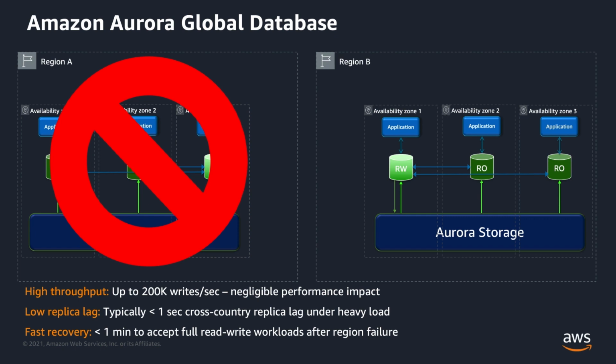In this case, of course, we are able to achieve a very high throughput of up to 200,000 writes per second with negligible performance impact. Also, since this is physical storage-based asynchronous replication, we still see a lag, but this is significantly low, typically less than a second cross-country under heavy load. And in the rare event of a regional failure, we are able to promote a secondary region to a primary and start serving full read and write capabilities in under a minute in most cases in the secondary region.